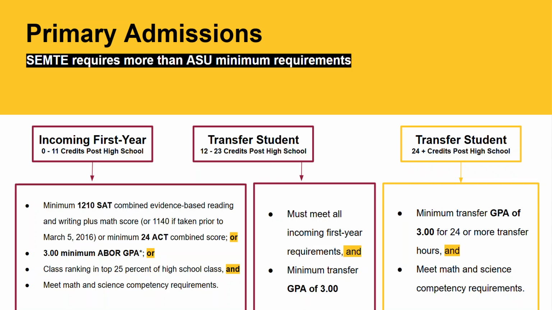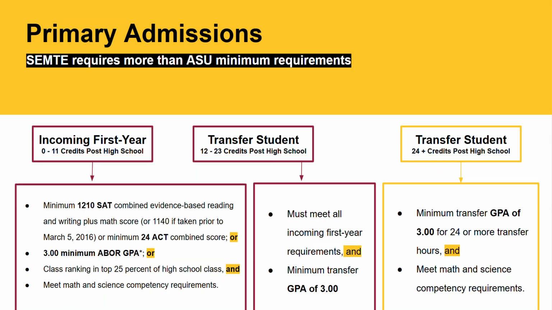For transfer students who have completed 12 to 23 credits post-high school, you must meet all of the following incoming first-year requirements and have a minimum transfer GPA of a 3.0. For transfer students who have completed 24 credits or more post-high school, you must have a minimum transfer GPA of a 3.0 and meet all of the math and science competency requirements.